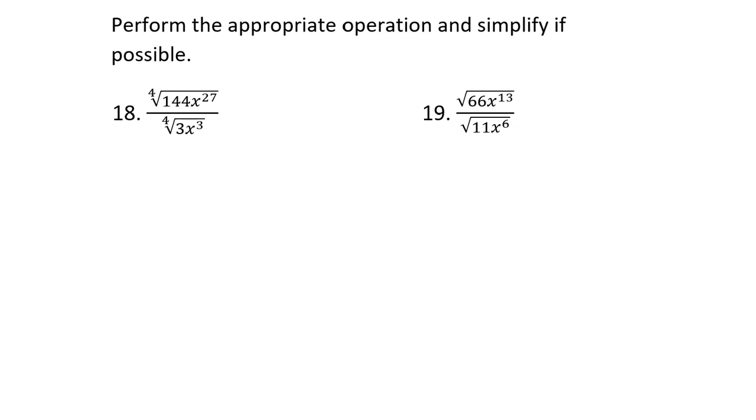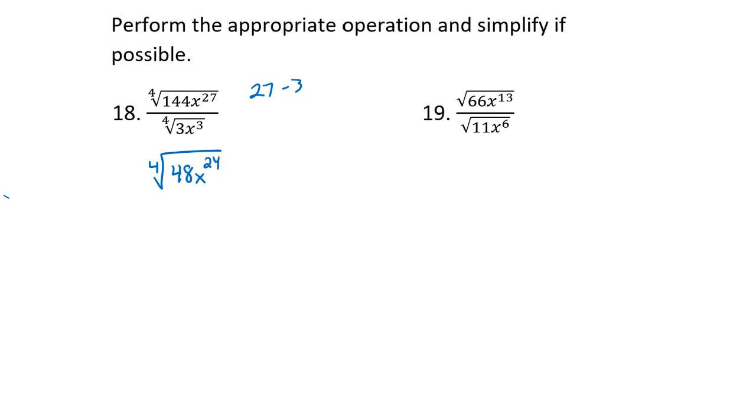Problem 18, we'll be dividing and simplifying. So we're going to start off with our indexes are the same, and since the indexes are the same, I can divide these. So 144 divided by 3 is 48. So I have the fourth root of 48. And once again, when you're dividing, you can subtract the exponents. So 27 minus 3 is going to give me x to the 24.